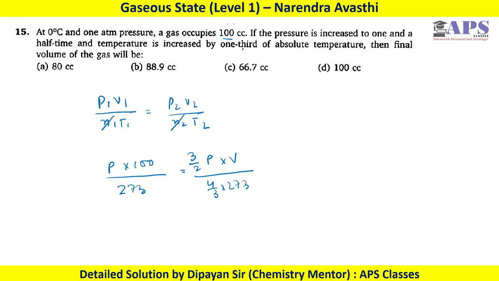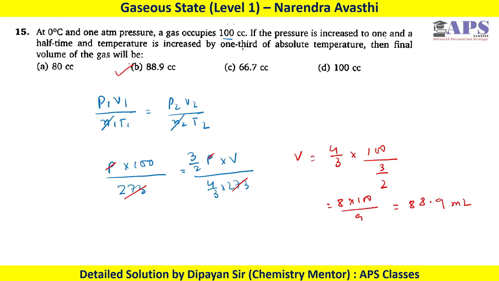multiplied by 273. Now pressure will cancel, 273 will cancel. So V will become 4 by 3 multiplied by 100 divided by 3 by 2, or 8 into 100 divided by 9, which is 88.9 ml. So option B will be the correct option.